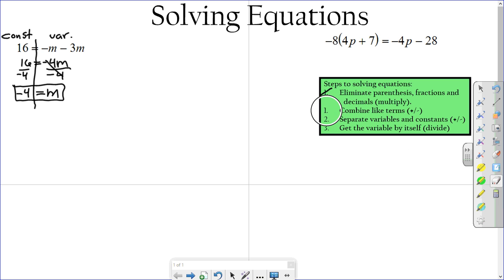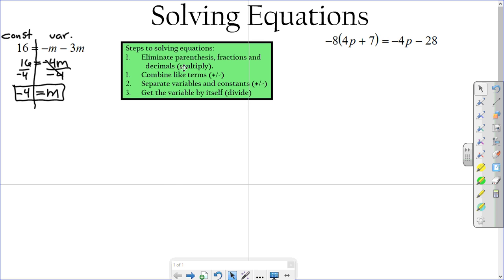Now, as an example, I'm going to pick a more complicated problem. Let me pick this problem right here. And I'm going to do the same procedure as before. I'm going to put the line where the equal sign is, and that is what divides one side from the other. And then I'm going to do step number 1, eliminate parentheses, fractions, and decimals, and you should do that by multiplying.